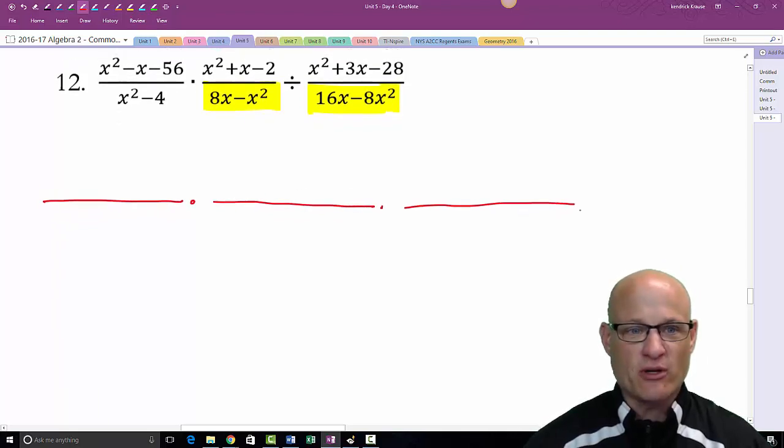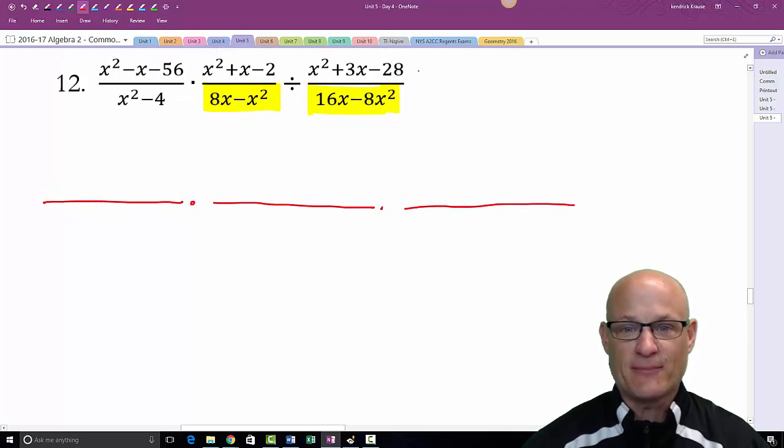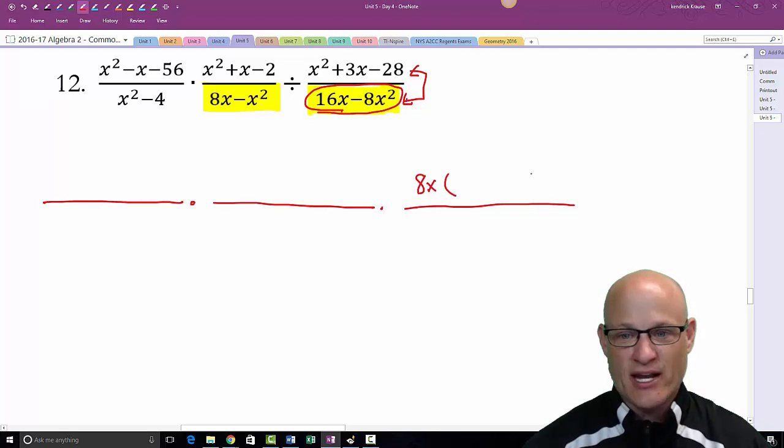I'm going to take care of the last one first, only because it has to get flipped, and I want to make sure I don't forget to flip it. In the numerator, I'm going to take care of this. It has a GCF of 8x, so I'm going to take an 8x out, and I'm left with 2 minus x. Yep, see, it's backwards.